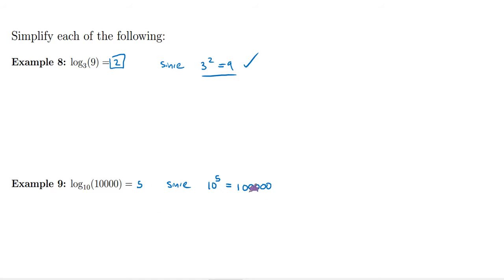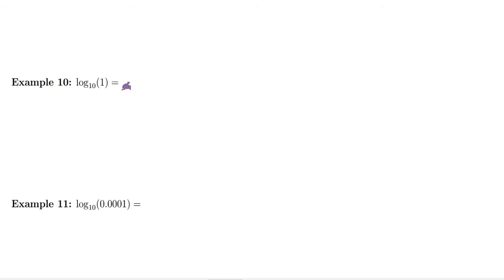Whoops, followed by 4 zeros. Oh, I screwed that up. So this would actually be 4, right? It's 4 zeros. Since 10 to the 4th is 10,000. Okay. All right. 10 to what power gives you 1? Well, that would be 0, since 10 to the 0 is equal to 1.